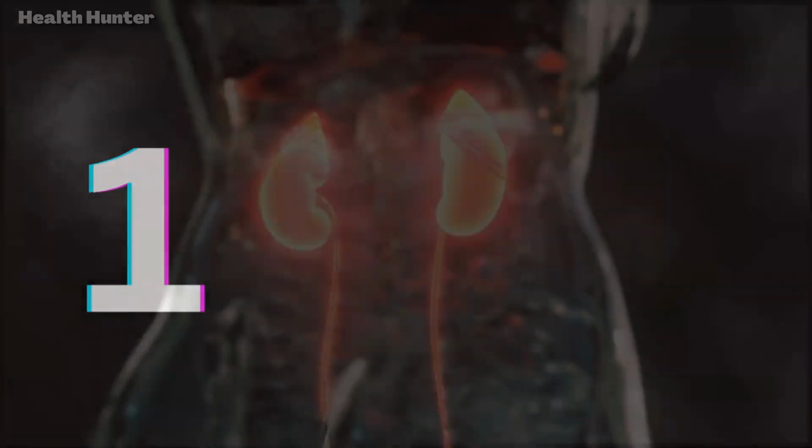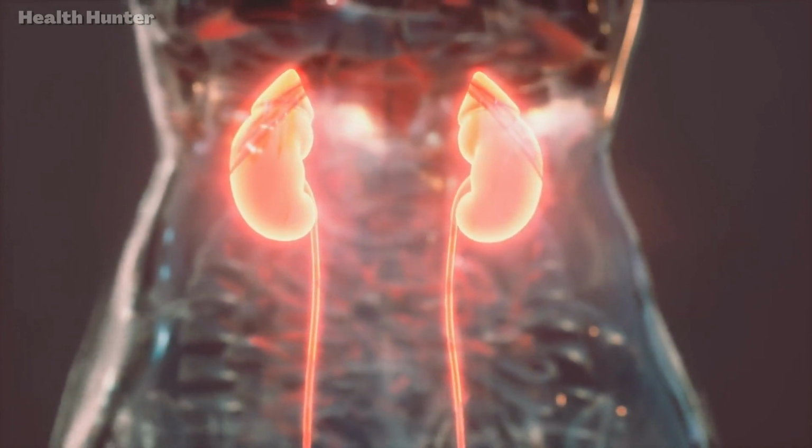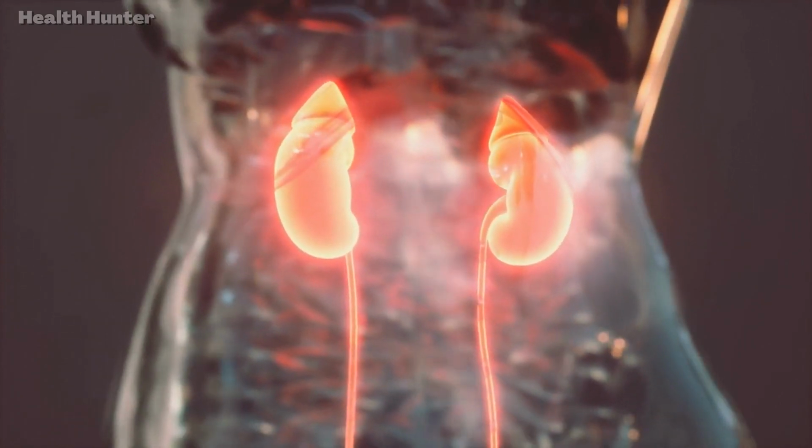Number 1. Stay hydrated. Drink plenty of water throughout the day to help flush out your kidneys and reduce the concentration of calcium and oxalate in your urine. Dehydration is one of the most common causes of kidney stones, so it's important to stay hydrated.